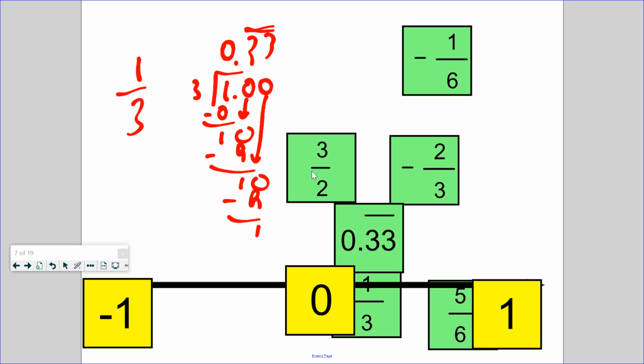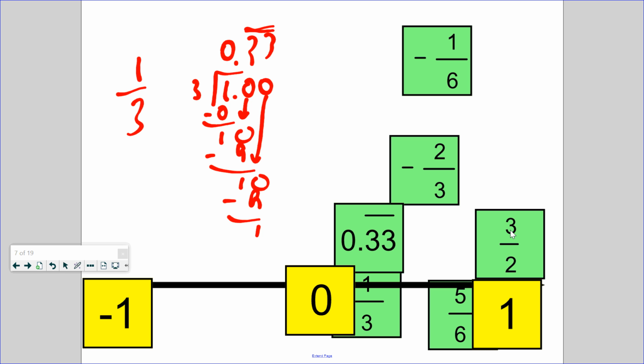All right, and 3 halves. Is this more than 1 whole? This is improper, so it has to be more than 1. That's, if you would like to know, 1.5.